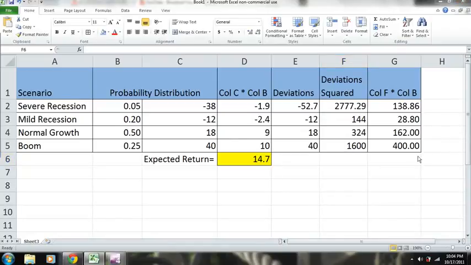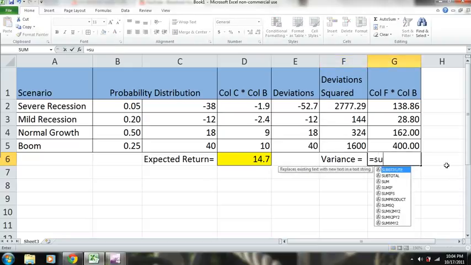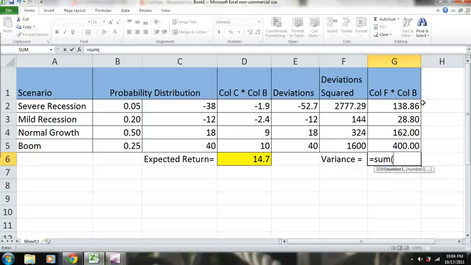Okay, so now that we have these numbers, we're able to calculate the variance. And the variance is the sum of the deviation squared multiplied by their probabilities of occurring. Okay, so let's go ahead and add these numbers up. The sum of the deviation squared multiplied by their probabilities. Okay, and now we have our variance.